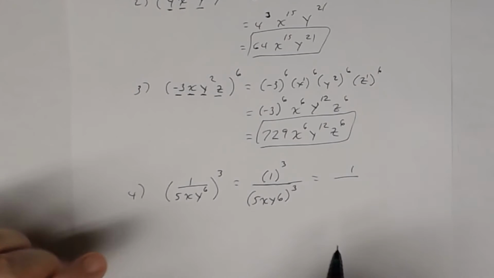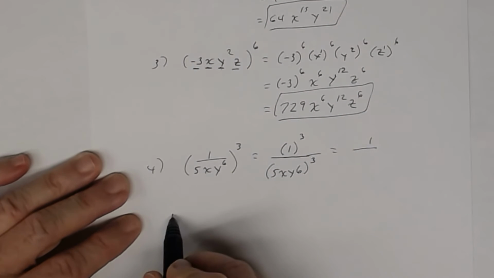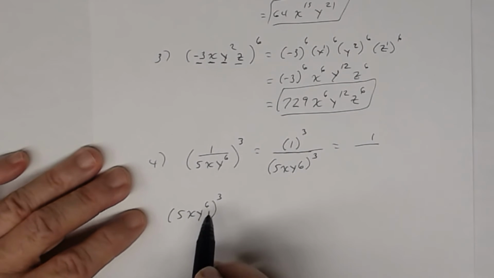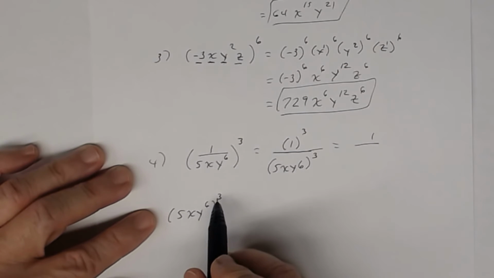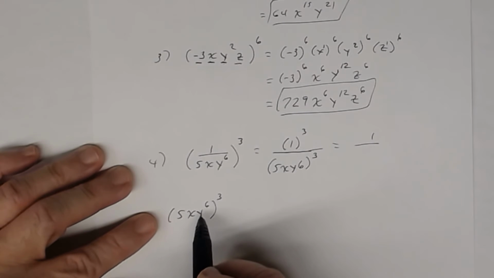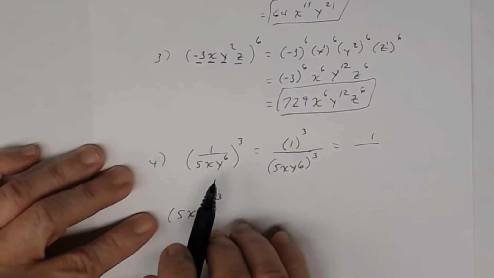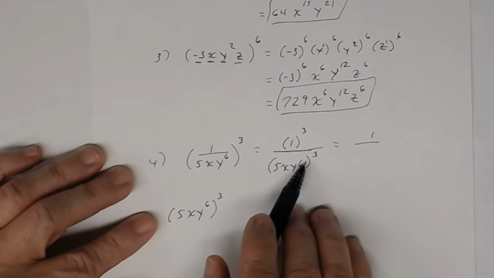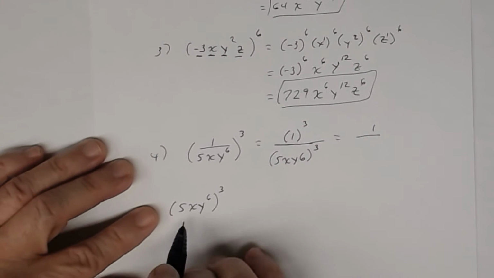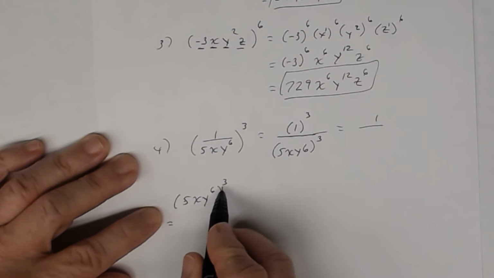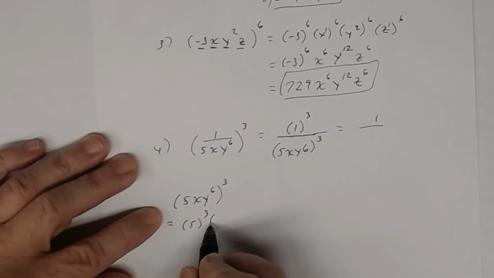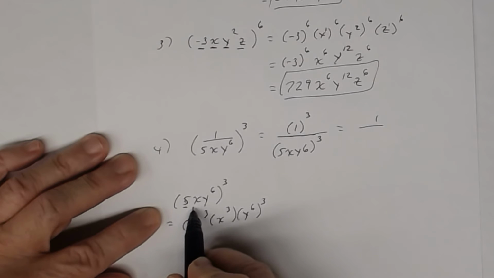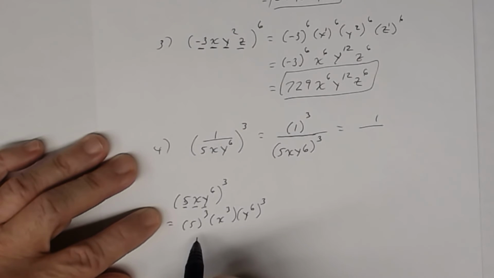Now, let's think about the denominator. So in my denominator, I have y to the 6 raised to the third. To simplify this denominator, I'm going to have to use the power of a product. So notice in number 4, there were 2 properties you used. You used power of a quotient, and then to simplify this, I'm going to have to use power of a product. And so using a power of a product, this means 5 to the third power, times x to the third power, times y to the 6 to the third power. So each one of those factors is being raised to the third power.